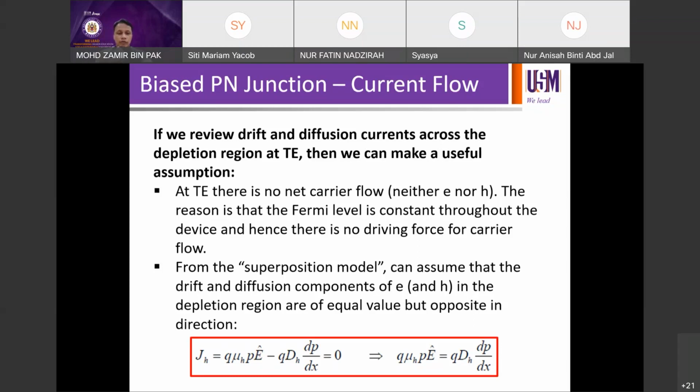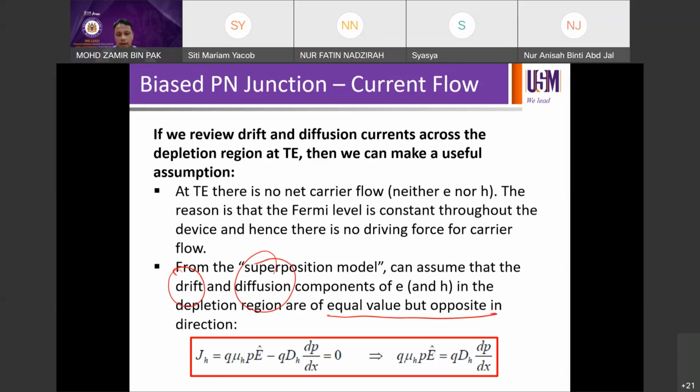Okay. From the superposition model, we can assume that the drift and diffusion components, we have learned about both drift and diffusion, of both carriers in the depletion region are equal but of opposite direction. Equal value but opposite direction.